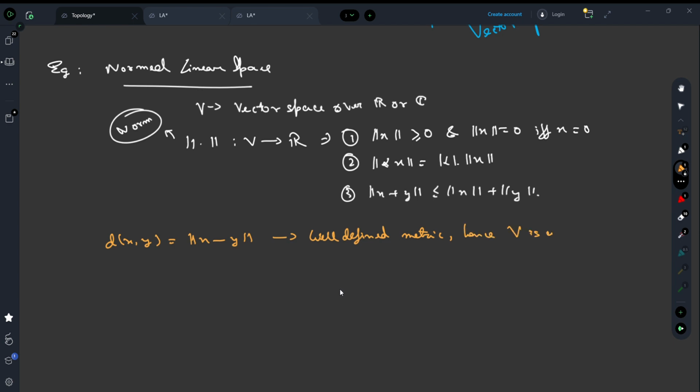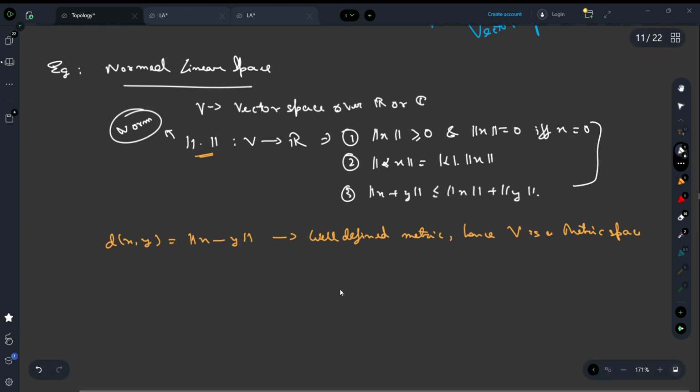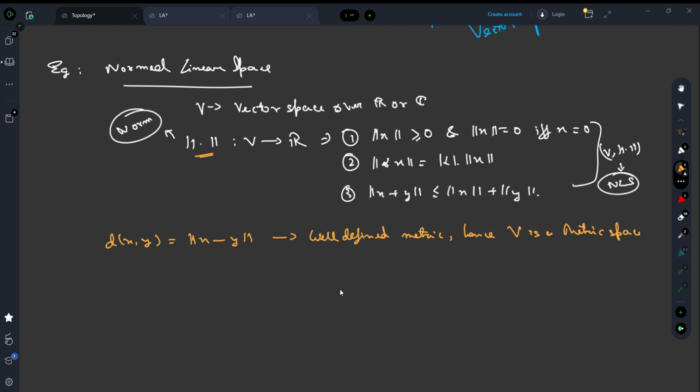Hence, V is a metric space, right? Because if V is a normed linear space, that is, we can define a mapping on V which obeys these three properties. So I've miswritten it here. In this case, we say V along with this function is called a normed linear space. So we can define a metric on V using this norm.